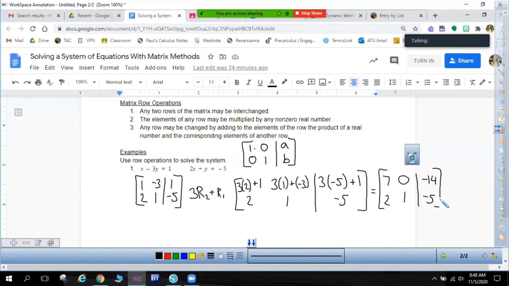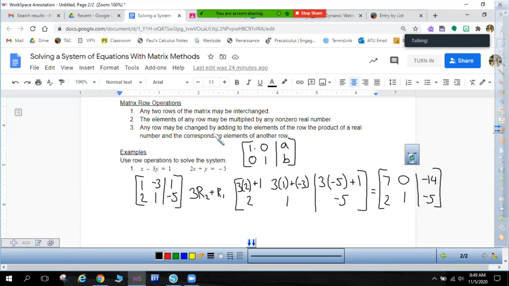Okay, so we got a 0 where we wanted a 0. But what happened was, in doing that, we changed the 1 where we needed the 1. It became a 7 now. So before we move on to the second row, we need to change this 7 so that it becomes a 1.